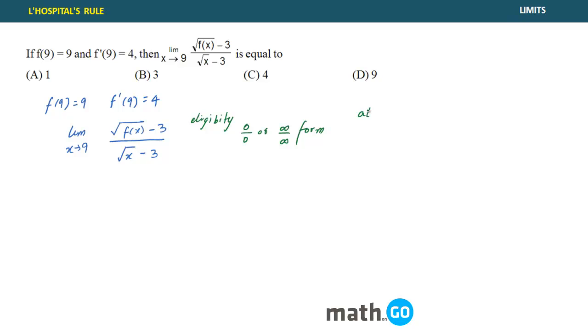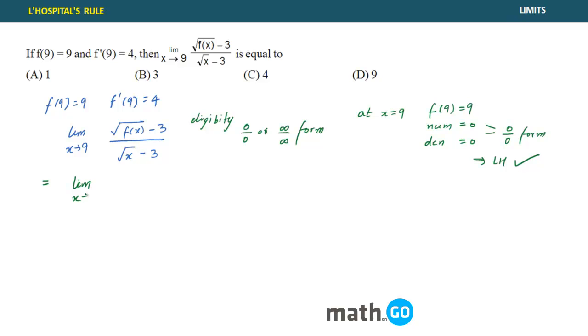So at x equal to 9, we know that f(9) is given to us in the question itself, it is 9, right? So what will be the numerator? Yes, it is root 9 minus 3, which is 0, right? And what is the denominator? Yes, the denominator is also 0, so you can say that it is a 0 by 0 form, and that means L'H is applicable, no problem. So if we start applying L'H, let's see how we apply L'H.